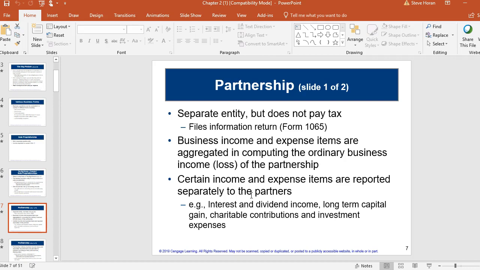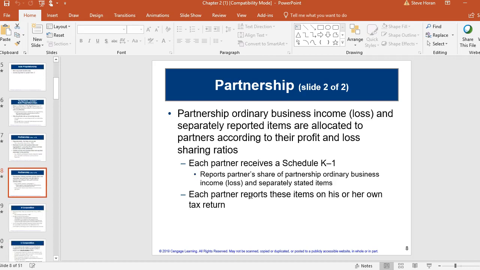Some items are reported separately though, so there's a few nuances to it, and we'll have a whole chapter coming up where we'll talk about partnerships and the Form 1065 in more detail, but just be aware of it for now. And so the partners then get a K1, so you file the 1065, then each partner would get a K1 that would show what the percent of ownership was and what percent of income or loss from the partnership that owner should report on his or her personal return. So again, partnerships themselves are not taxable, but you still file the informational return, then the K1, so that the tax ultimately is paid at the owner level.